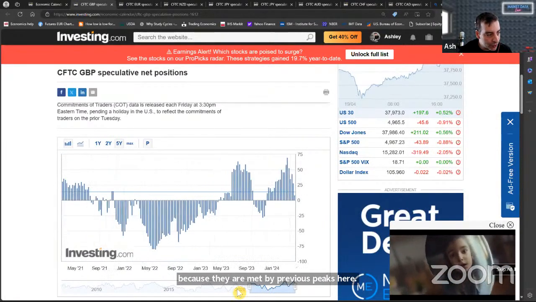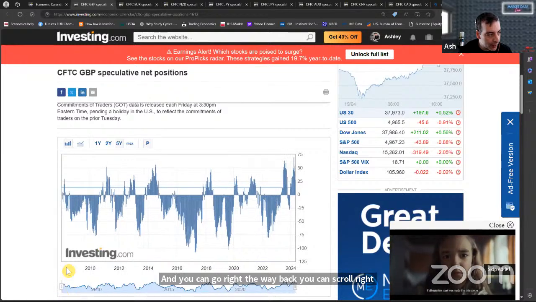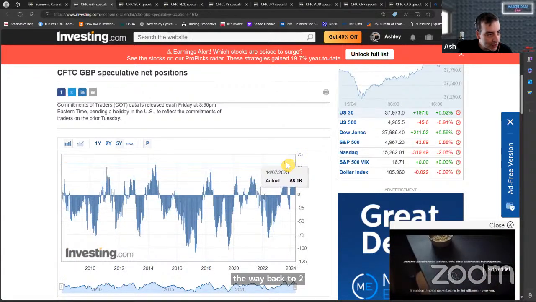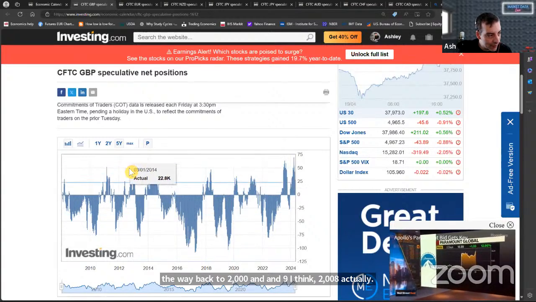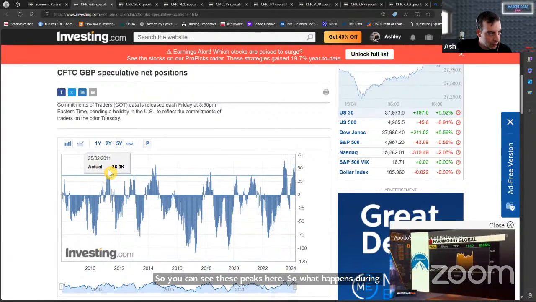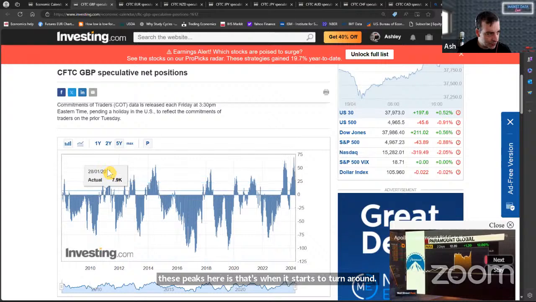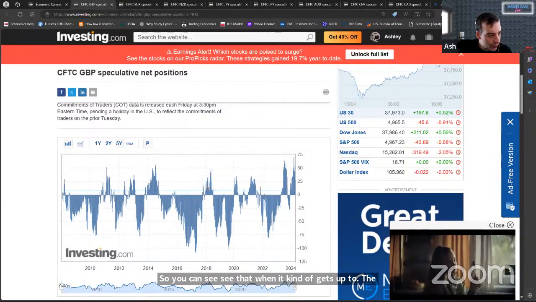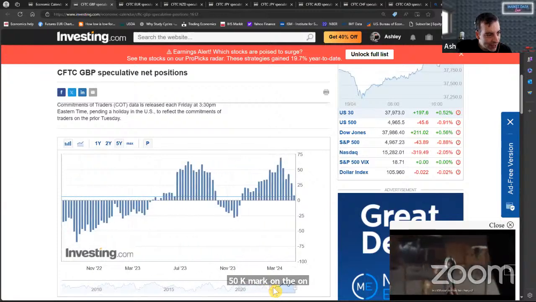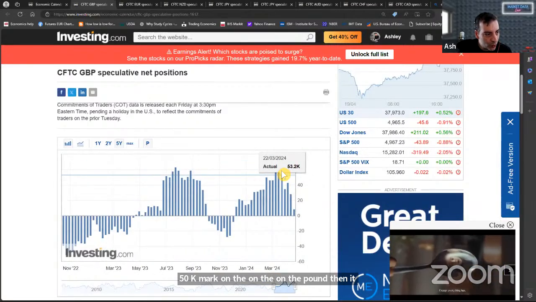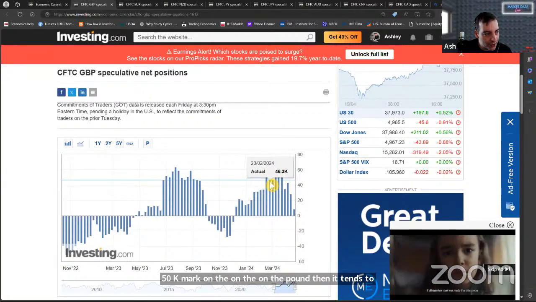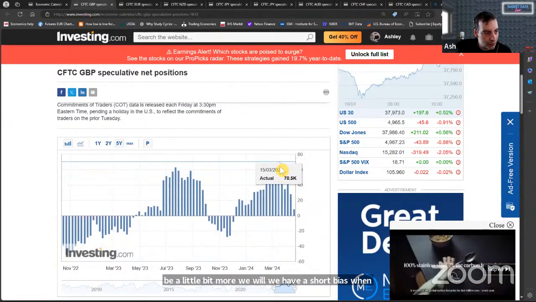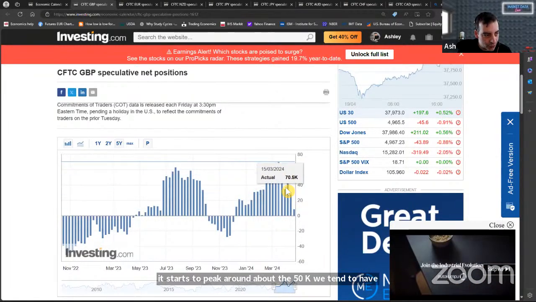you can go right the way back. You can scroll right the way back to 2009, I think, 2008 actually. So you can see these peaks here. What happens during these peaks is that's when it starts to turn around. So you can see that when it gets up to the 50K mark on the pound, then it tends to be a little bit more. We tend to have a short bias when it starts to peak around about the 50K, and this one actually reached 70K before the shorts came in.